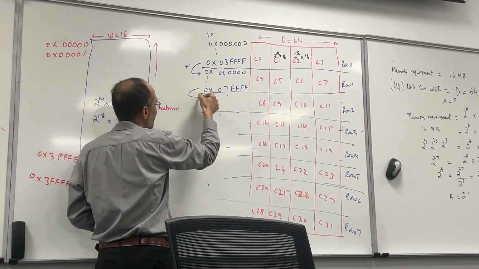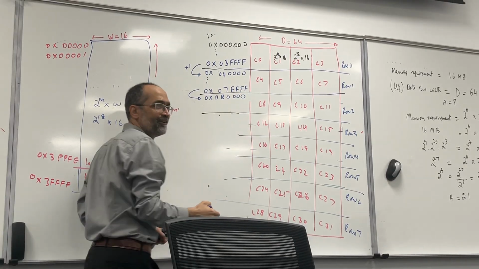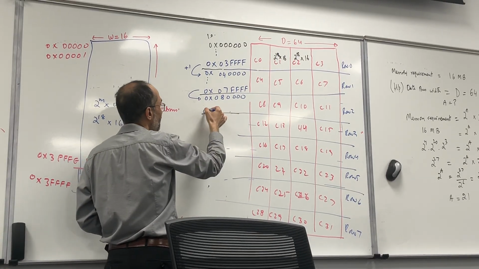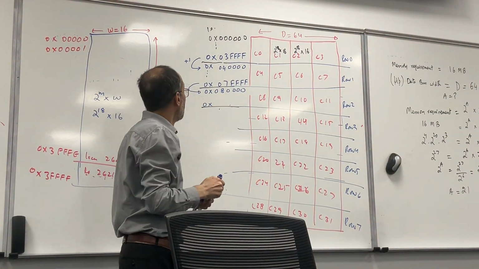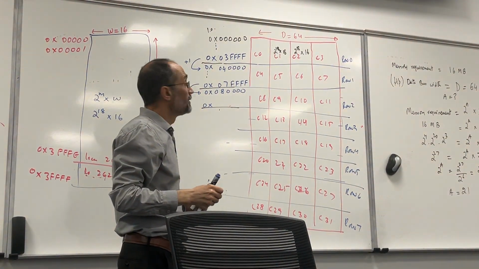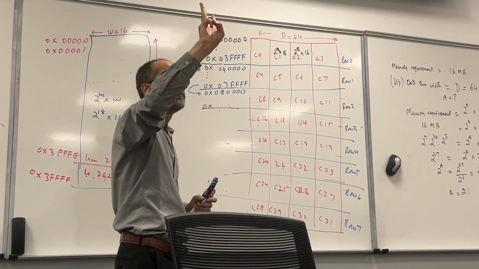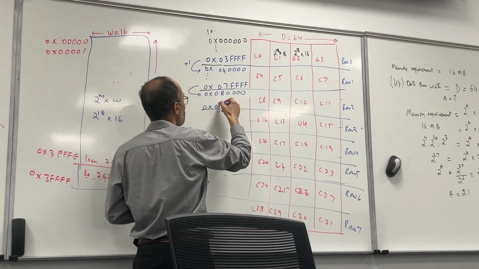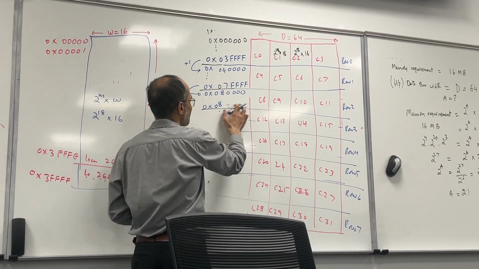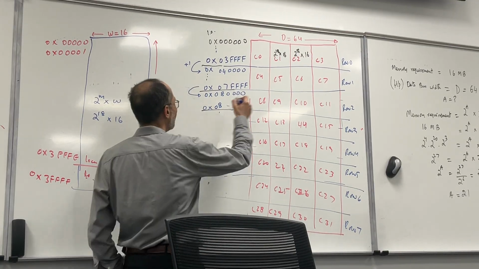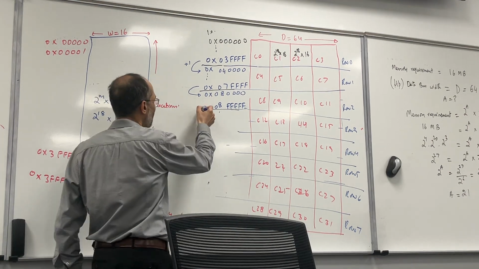Then what is the next address? Tell me. 0x080000. And what will be this address? Tell me. 8, so we are adding 3. So it will be 0x0BFFFF. Yes, I think now you're not doing it intentionally. Good. That's good. What is the next address?